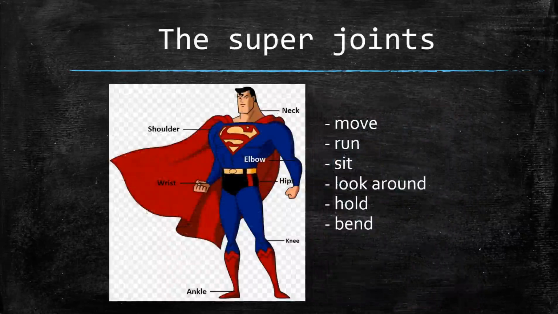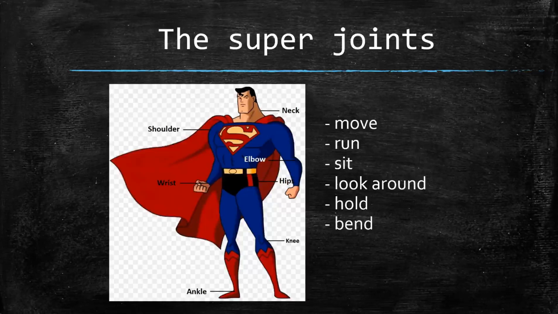Okay, you can see there is the super jointed man. You all are familiar with Superman. You can see he can run, he moves, he sits, he can turn his neck, he can hold, and he can also bend. Why is it possible, do you know? It is possible because he has all the joints which are required in a human body. Joints basically help us to move and help us to bend.